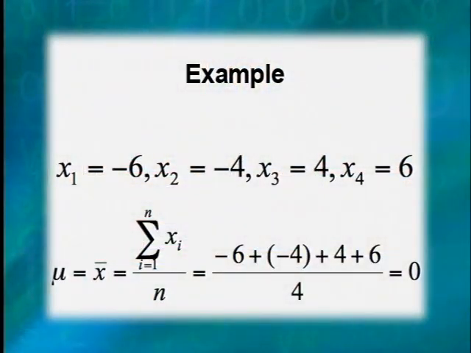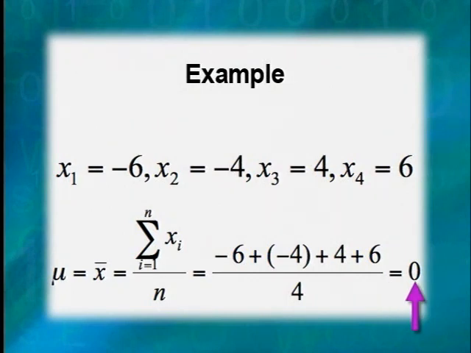Let's look at this example. Here's an example that has just 4 data points. These numbers are -6, -4, 4, and 6. A very simple set of 4 data points. The mean of these 4 data points is 0. I chose them to balance at 0. You can see that there's a -4 and a +4, a -6 and a +6. They're going to balance at 0.